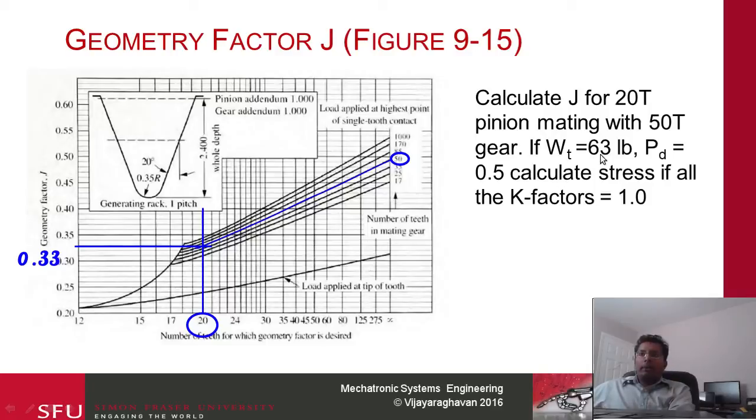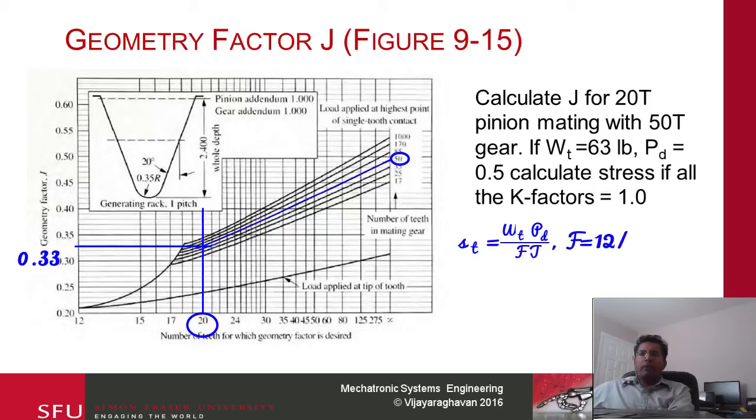So then we can use this. We already know Wt, we know Pd. We're going to calculate F, and the formula that we'll use is St is Wt times Pd divided by F times J.